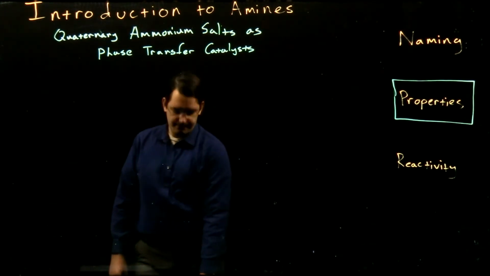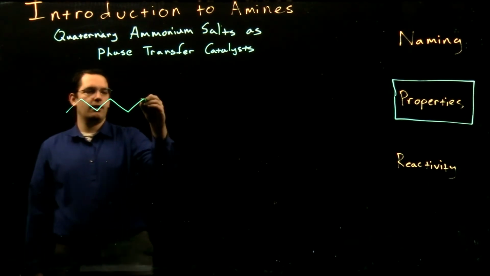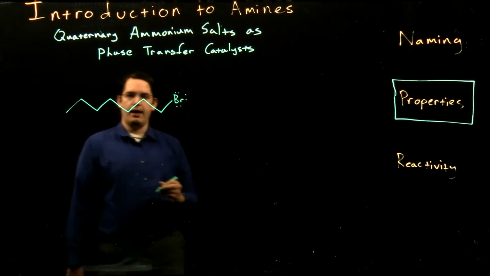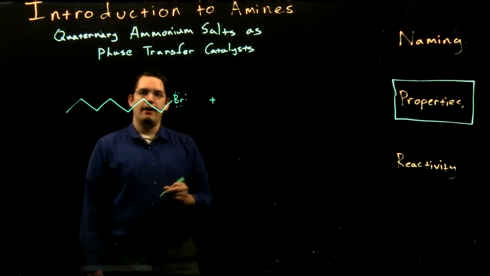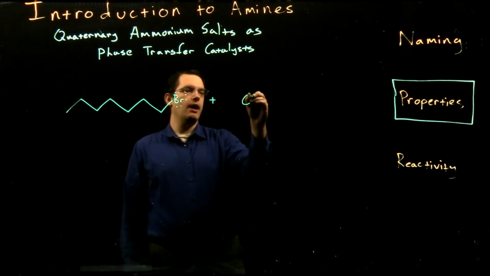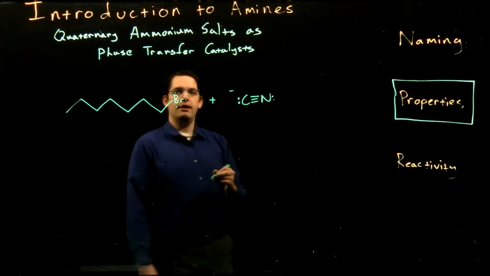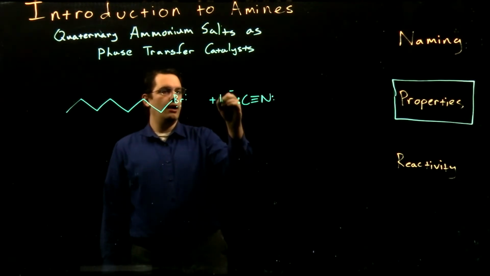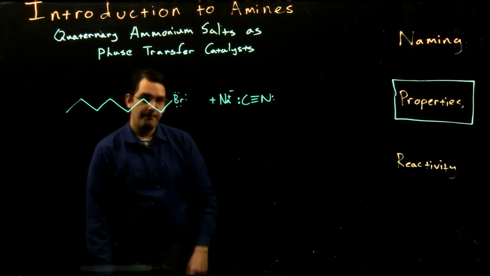The unique properties of our quaternary ammonium salts enable them to act as something we call phase transfer catalysts. So let's say, for example, we have an alkyl halide with a very long carbon chain, and we want to react it in an SN2 reaction. Now, we're going to be reacting with usually some kind of nucleophile, which is going to be anionic. So let's say we're reacting it with our cyanide ion. This is going to be negatively charged. Of course, most of our strong nucleophiles are negatively charged. And we usually have some cation to go along with this to balance out that charge overall.